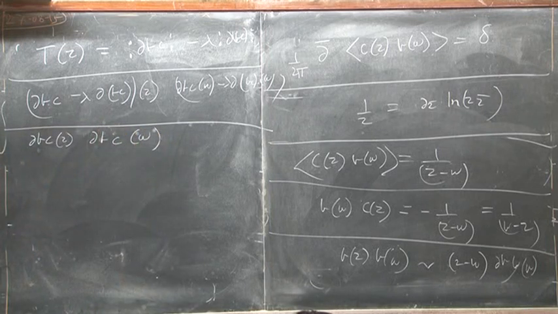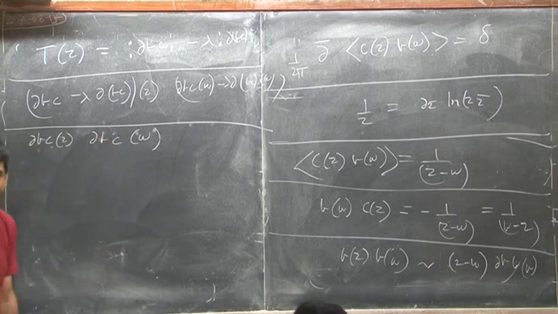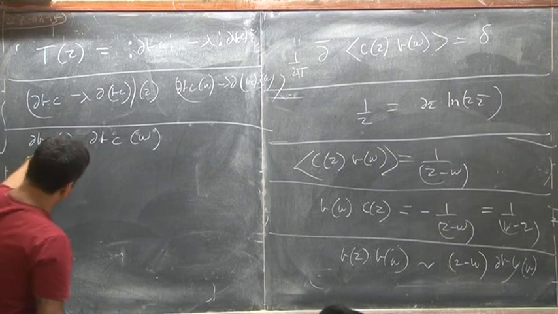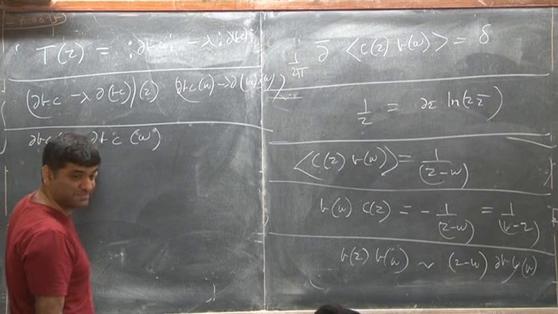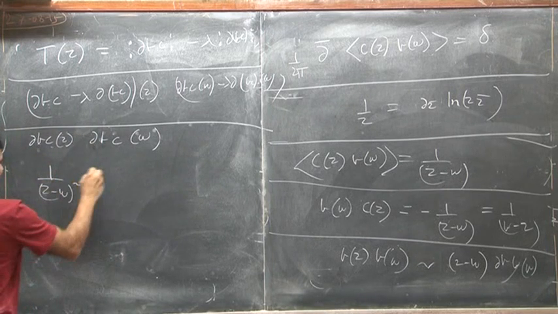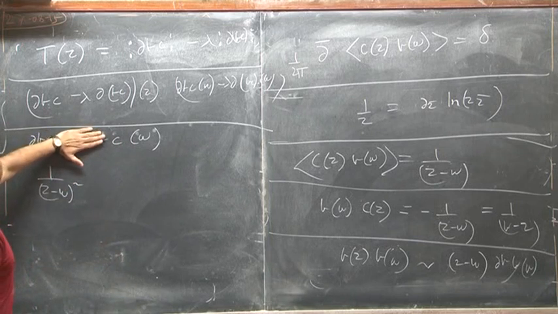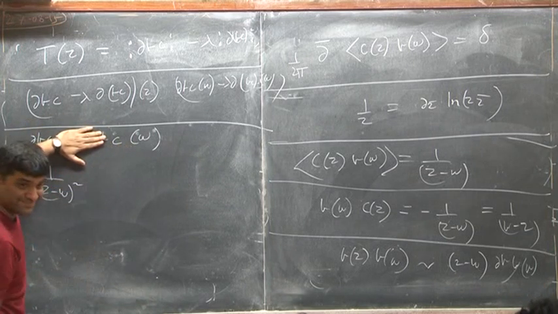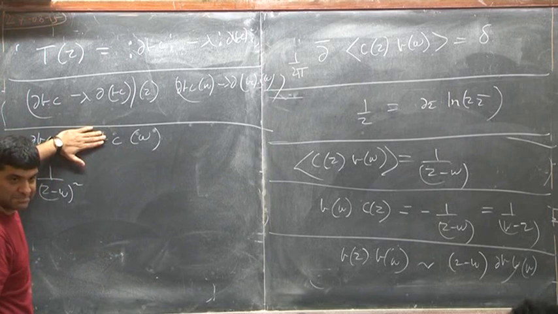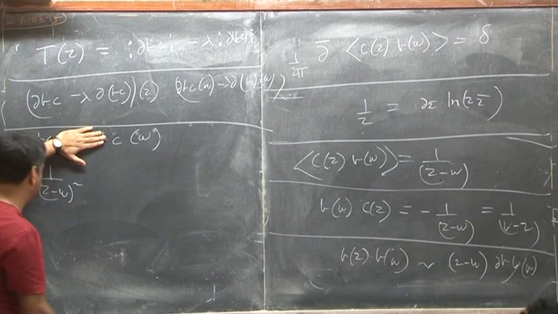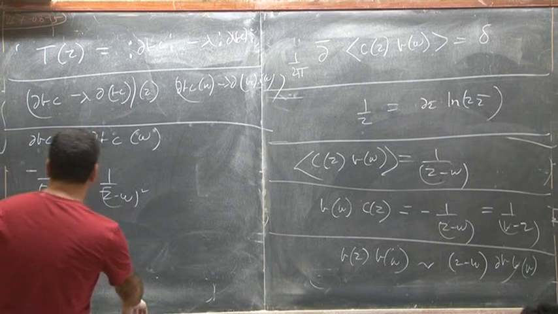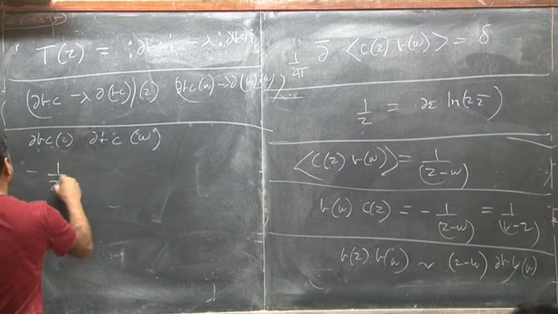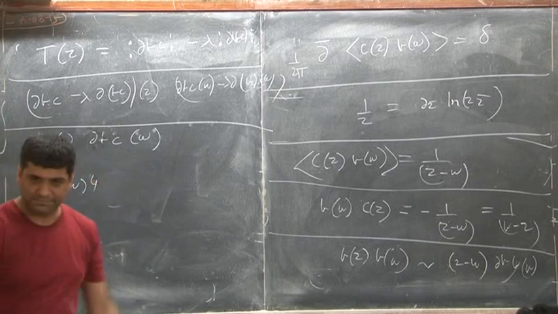What contractions do we get? First thing we get is everything contracts. B contracts with C, B contracts with C. How many ways do we have to do it? One. C contracting with B would give 1 over Z minus W. Differentiate with respect to W, what does that give you? 1 over Z minus W squared, no minus sign. This guy's gone. Now we've got del BC. B contracted with C is 1 over Z minus W. Differentiate with respect to Z, what do we get? Minus 1 over Z minus W squared. So all contractions give minus 1 over Z minus W to the 4. Clear?